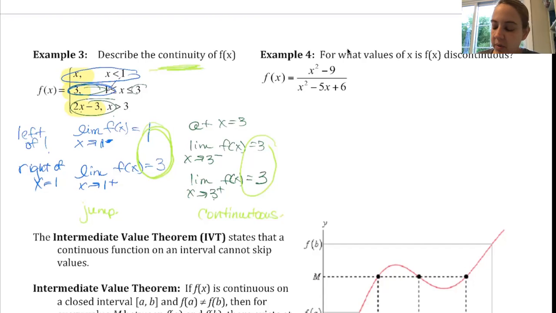Now, describe the continuity. Let's go back to the original question. It is not continuous at x equals 1. It's continuous everywhere else.